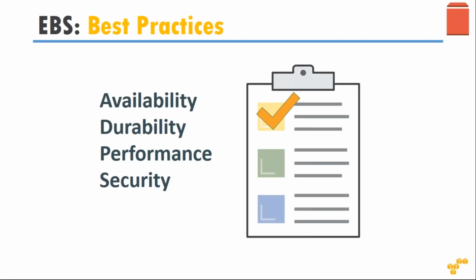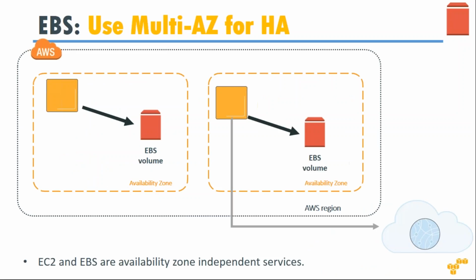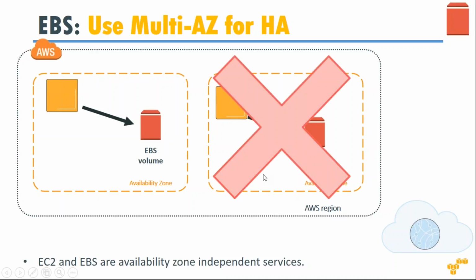So coming to best practices, there are four different best practices Amazon recommends for EBS. That is your availability, durability, performance and security. So in availability, what they say is always use multi-AZ for your availability. That is, you have your EBS volumes, you have your instances running from both the AZs. So in case one AZ goes offline, you will have the data being served from another AZ.